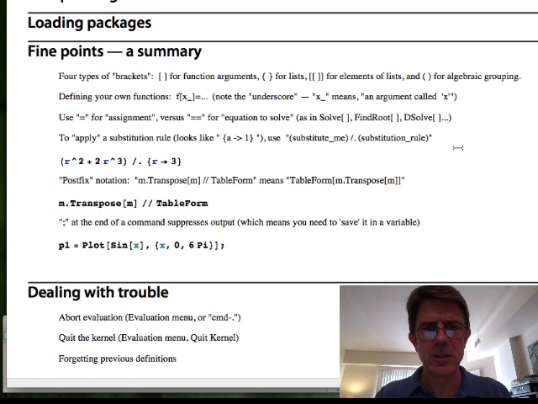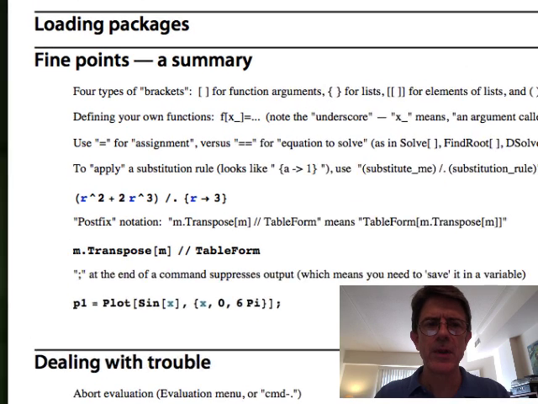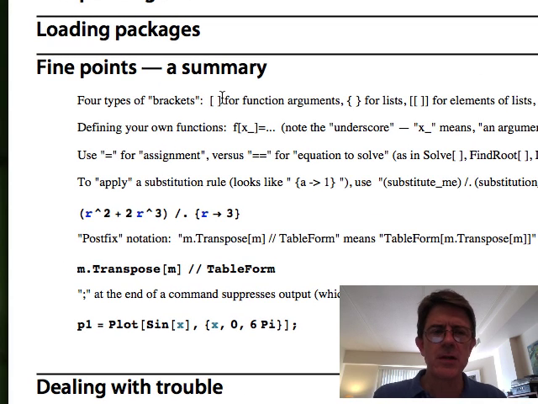So, to go over a couple of the fine points of the grammar, just as a reminder, there's a bunch of different kinds of brackets, 4 specifically. There's square brackets for function arguments, curly brackets for lists, double square brackets to access the elements of lists, and parentheses for good old algebraic grouping. When you define your own function, the argument on the left inside the brackets takes a little underscore. So x underscore means an argument called x.